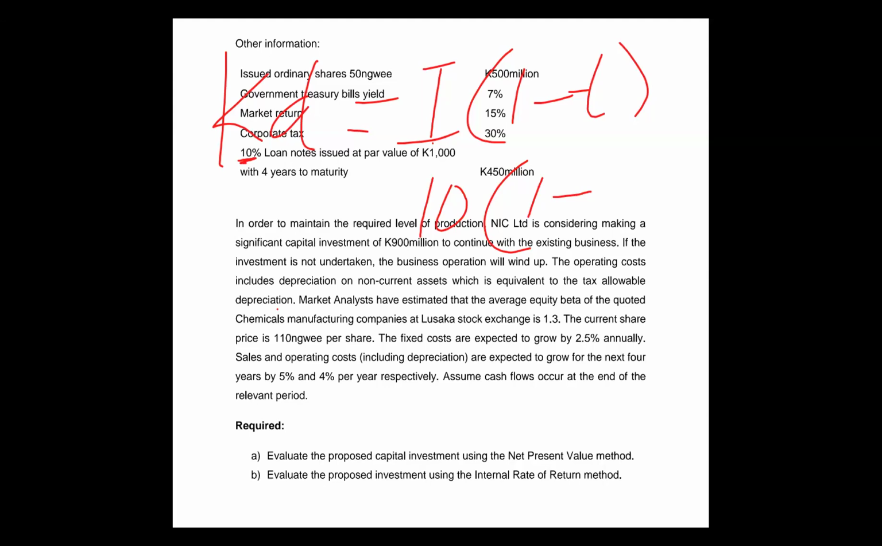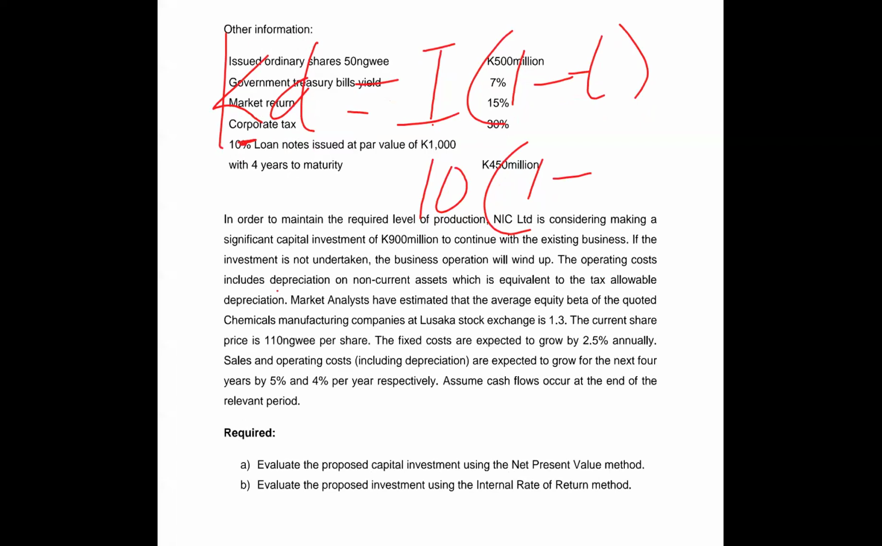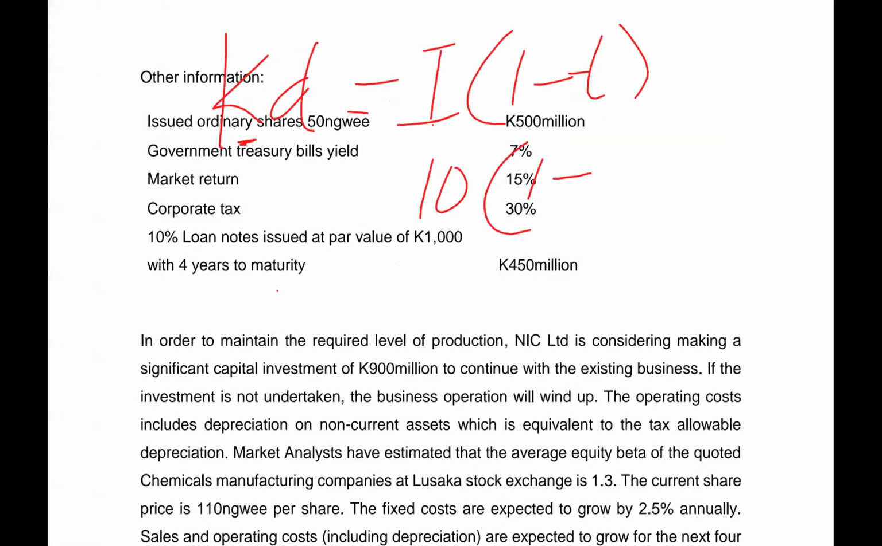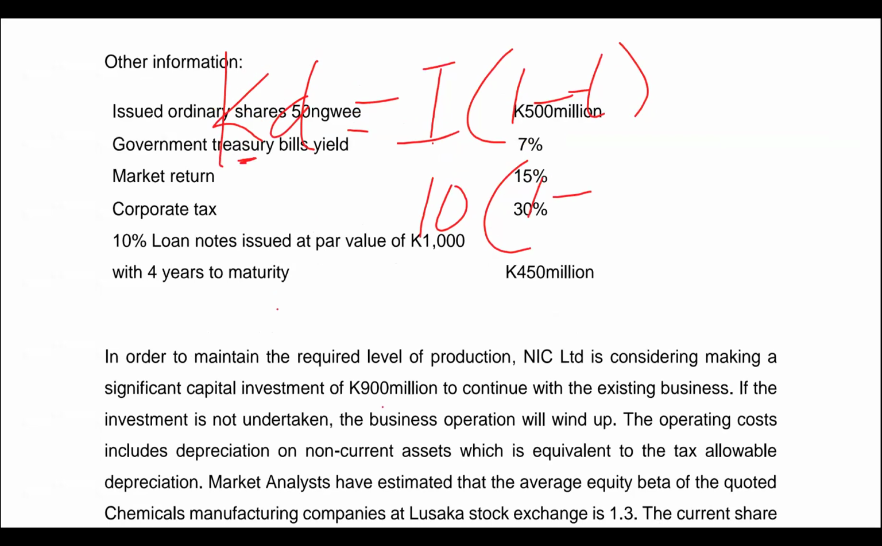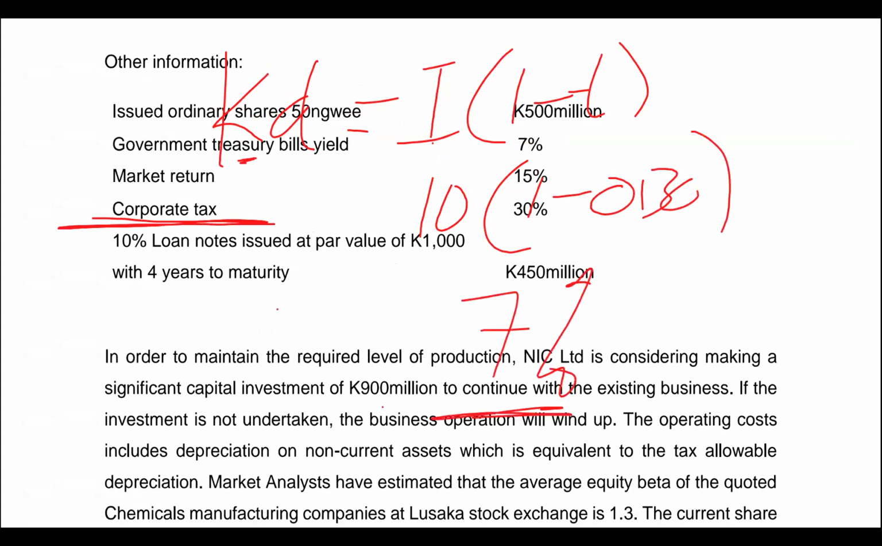I'm still reading. Okay, just a minute. I'm still reading. These things are small. Oh yeah, you can even try to zoom them bigger. Yeah, we zoom. I'm zooming. Okay. Oh, the corporate tax is 30. Yeah, it's 30. Yeah, 0.30, so that you can have 7%, right?